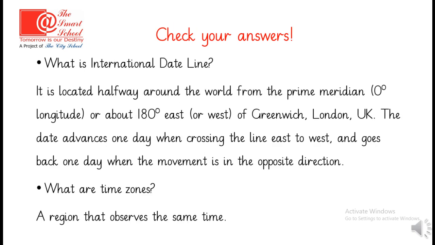What is international dateline? It is located halfway around the world from the prime meridian, 0 degree longitude, or about 180 degree east or west of Greenwich, London, UK. The date advances one day when crossing the line east to west, and goes back one day when the movement is in the opposite direction. What are time zones? A region that observes the same time is known as the time zone.